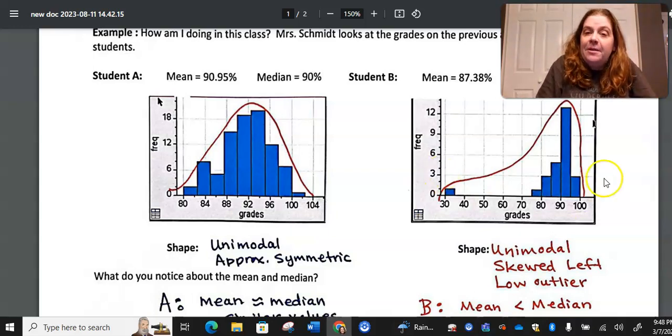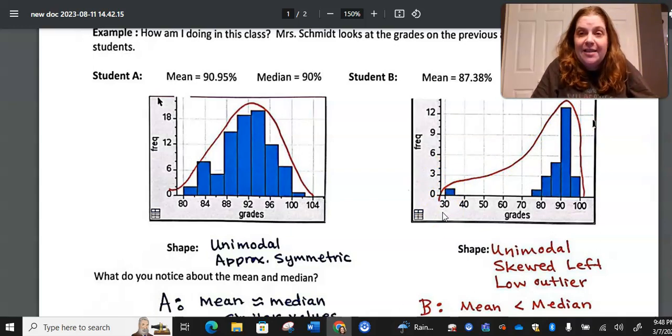The other thing I noticed about student B is that it's got this outlier down here on the left, and if I draw a curve that encompasses that outlier, we're going to see a really heavy skew to the left. Remember, the skew always goes in the direction of the tail. So it's unimodal, it's skewed to the left, and it has a low outlier. And even if we didn't have that outlier, we're still seeing this skew on the left, with 3 bars here versus the 1 on the other side.